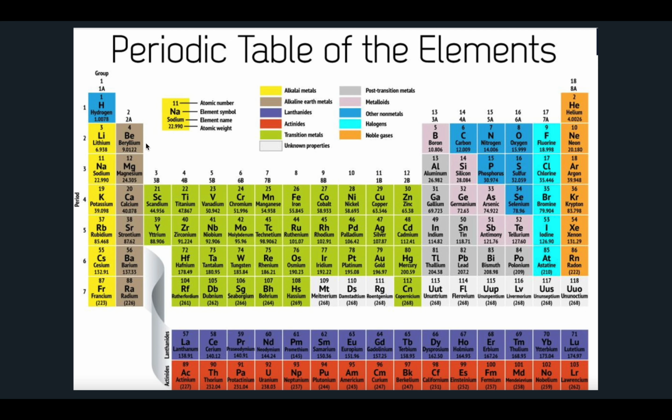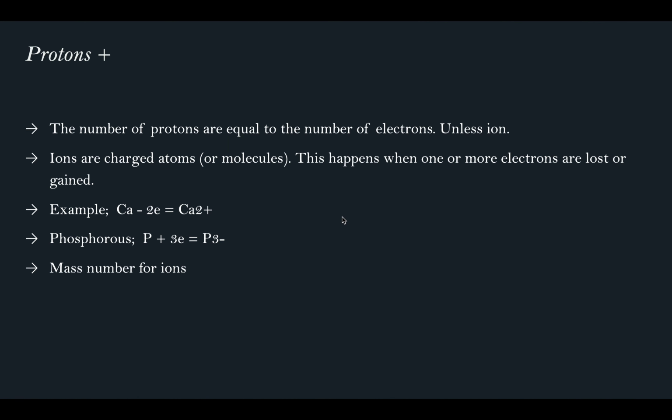The bottom number here is the mass number, and that's the total of the number of protons and the number of neutrons. So if you want to find out the number of neutrons, all you have to do is subtract the atomic number from the mass number to find the difference, which is the number of neutrons. Now, because the number of protons is the same as the number of electrons, atoms overall do not have a charge unless it is an ion.